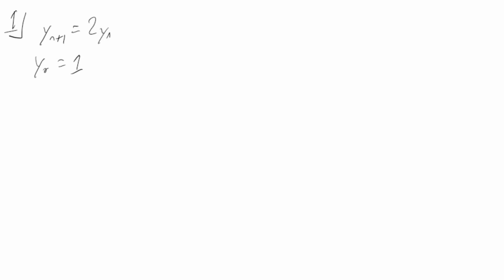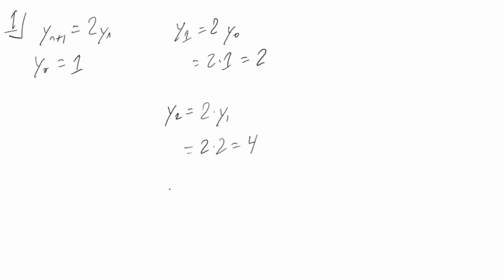So whenever you're faced with a difference equation, I suggest computing a lot of values. So y sub 1 is 2 times y naught, and explicitly we just plug in y naught equals 1, and get that y1 equals 2. And then we do the same for y2. y2 is 2 times y1, so it's 2 times 2, which is 4. And then y3 is 2 times 4, which is 8, and so on and so forth. We end up getting yn is just 2 to the n.